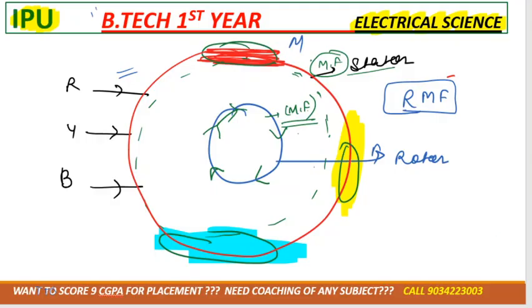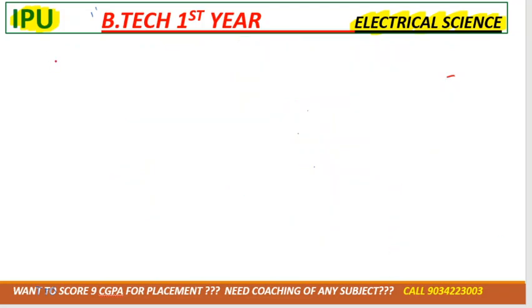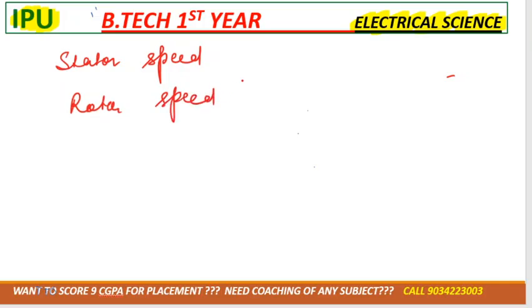Now in this, only numericals. After that we'll have two speeds, right? One is the stator's speed and another one is the rotor's speed. Always remember, the stator is not rotating. The stator produces a magnetic field, and that magnetic field is rotating. So the stator's speed is denoted by ns and the rotor's speed is denoted by nr.